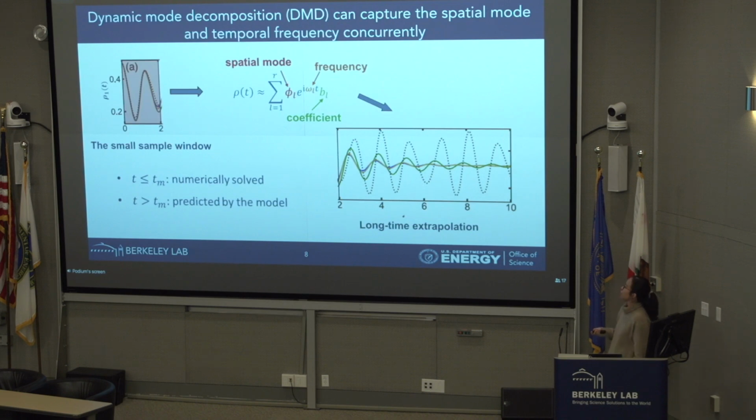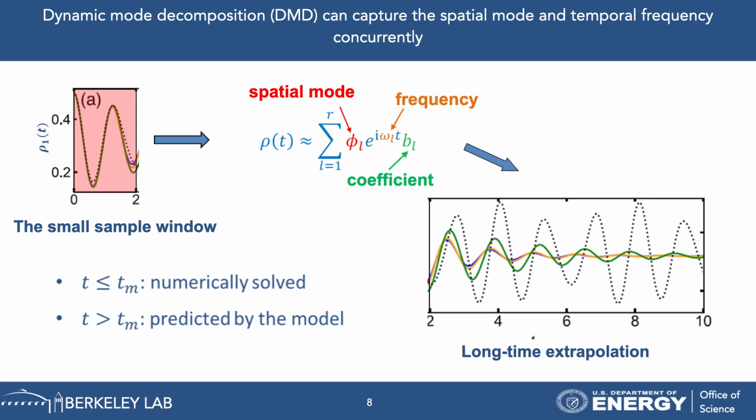The specific data-driven method we use here is called the dynamic mode decomposition, and in short, it is DMD. As mentioned in the previous slide, we first solve the equation in a small time window, and then we can use DMD to construct a reduced order model for it. It is represented by this formula.